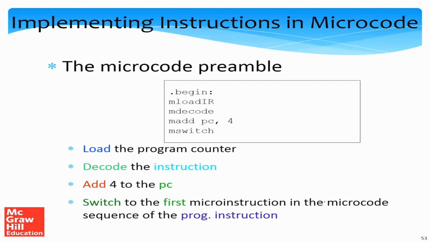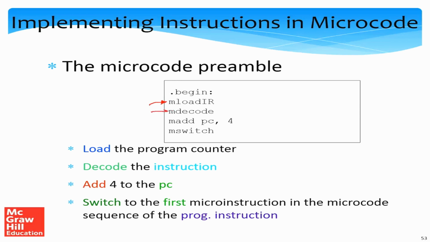So every instruction in its microprogram will always have some instructions in common at the beginning. That is called the preamble of every microprogram, which is common. So this preamble, we have made it start at the dot begin label. So the assembly format is also the same as simple RISC, which we introduced in chapter 3. So here we start with mload IR. We have to, because we need to read the contents of the current PC.